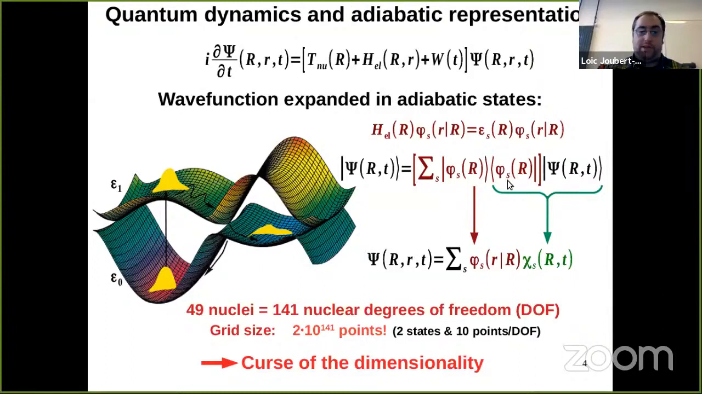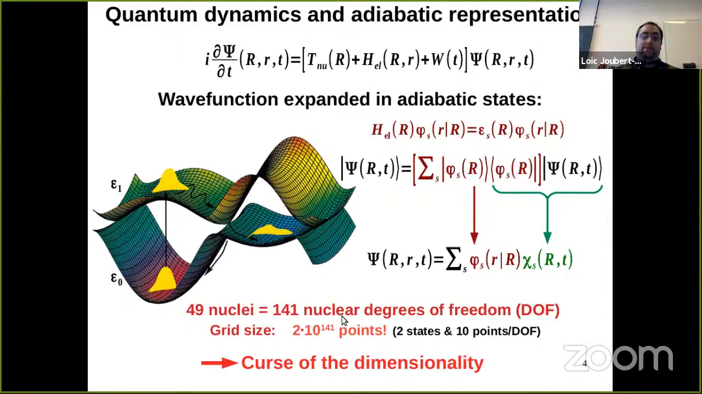So since we have only two electronic states in this process, we can just truncate this sum up to two, basically. And then we reduced already the problem by a really huge amount in terms of degrees of freedom, because we replaced all the electronic degrees of freedom by only two discrete indices, basically. But we are left with all the nuclei. And as you already know, this is called the curse of the dimensionality.